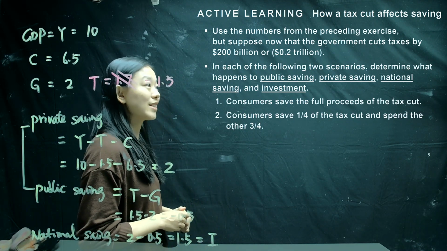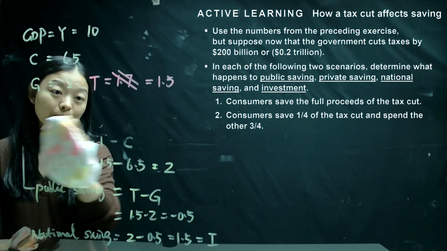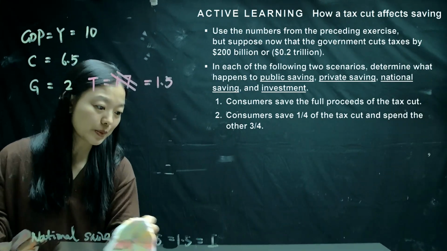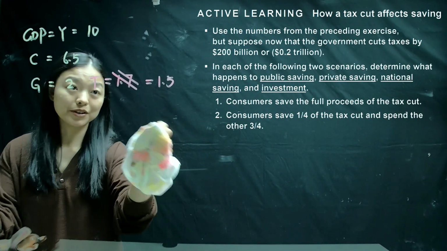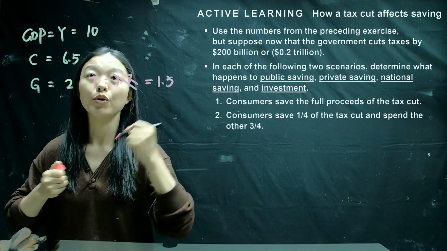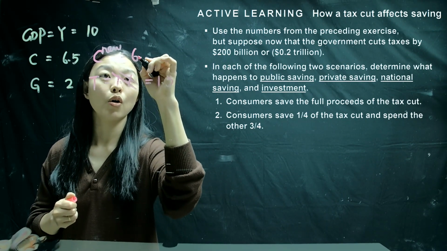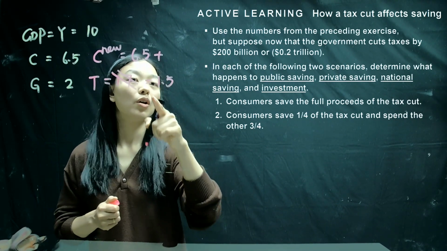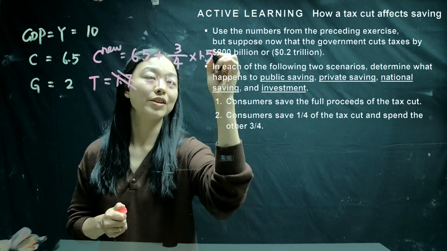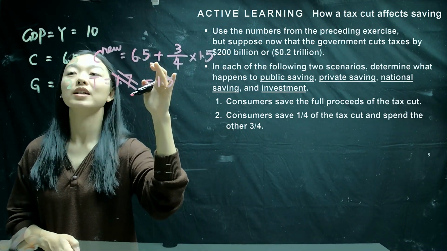Consumers save one-fourth of the tax cut and spend the rest of it. So what happens now? So now what happens to the consumption? We will have our new consumption. The new consumption here will equal original consumption plus three-fourths of the tax cut, right? So this will be the new consumer consumption, okay?